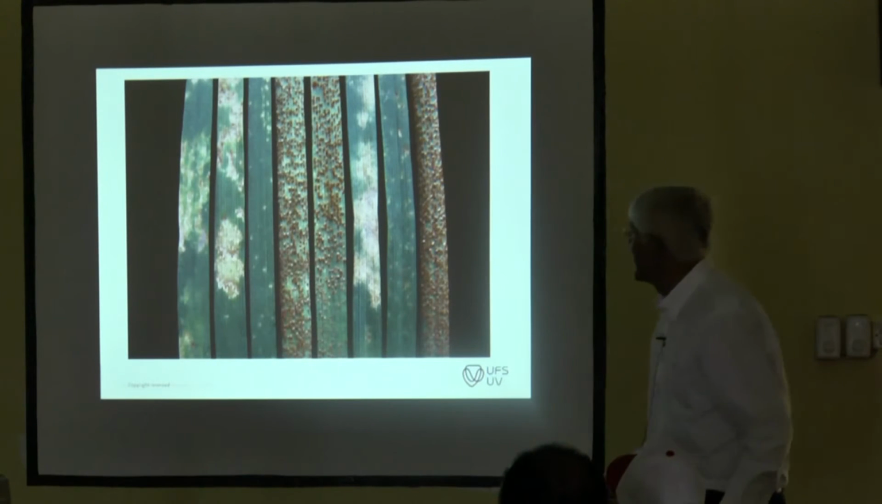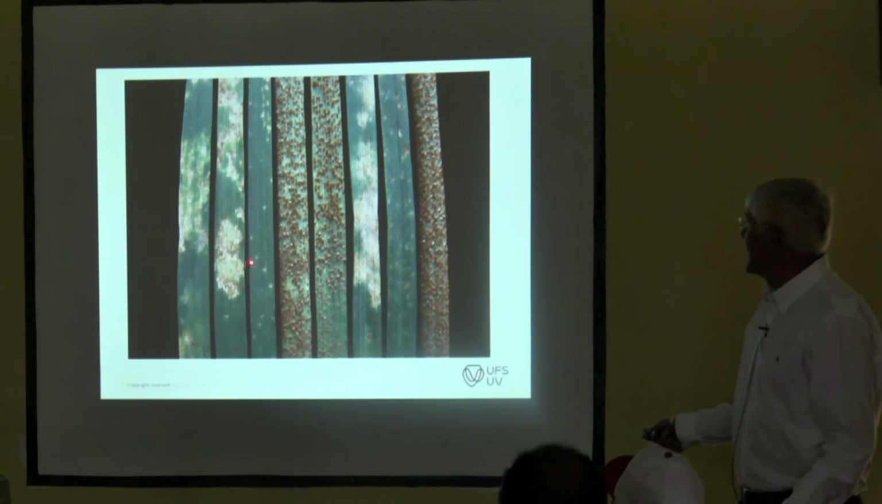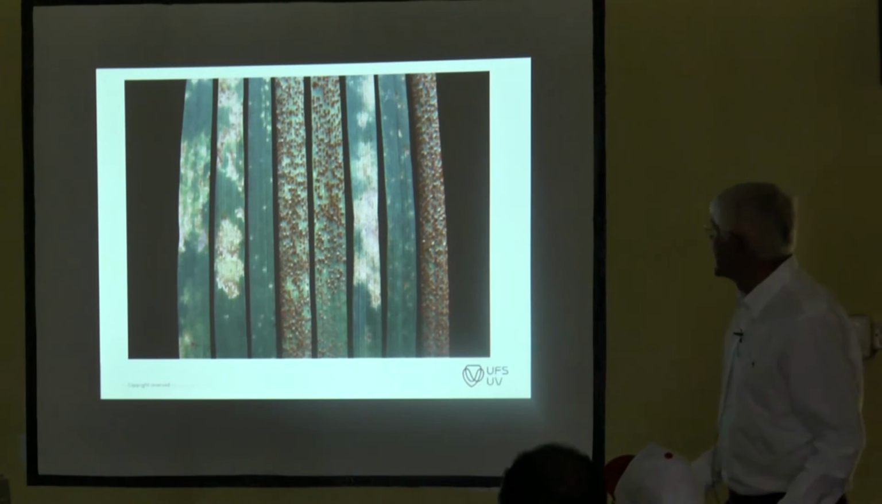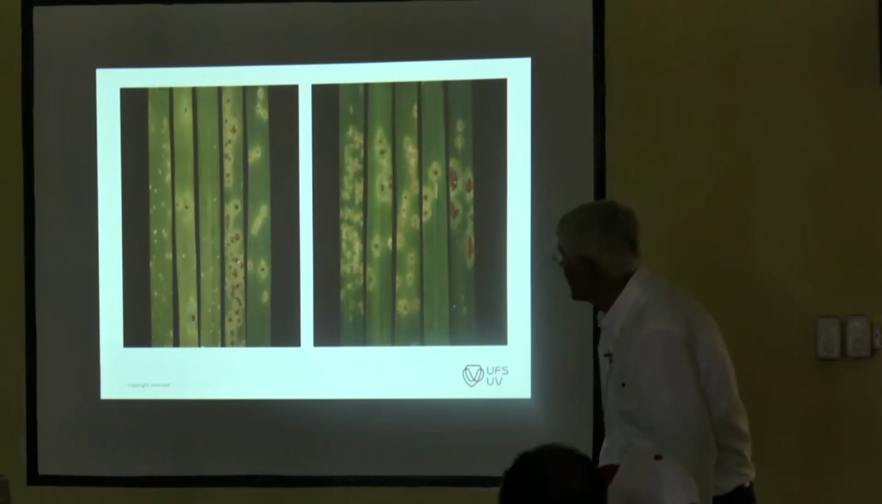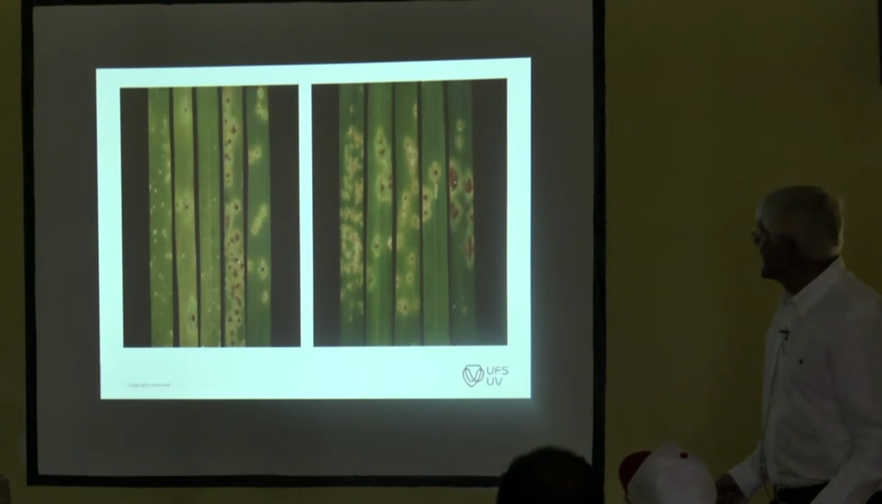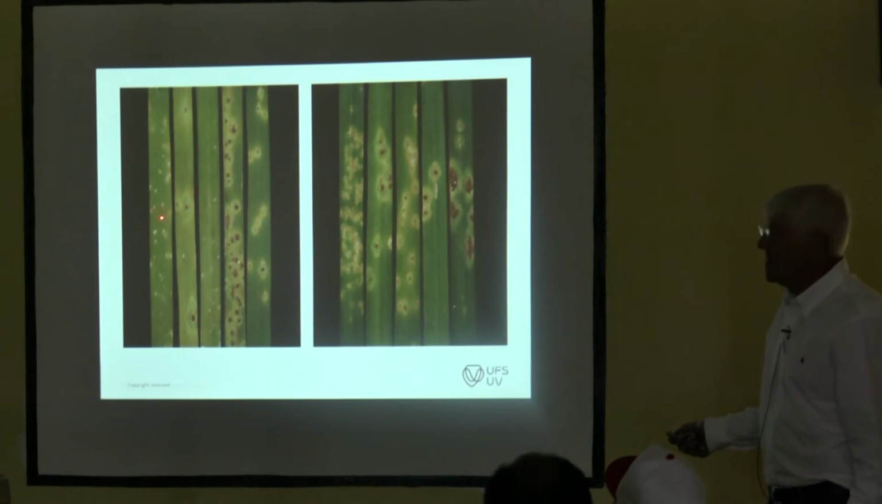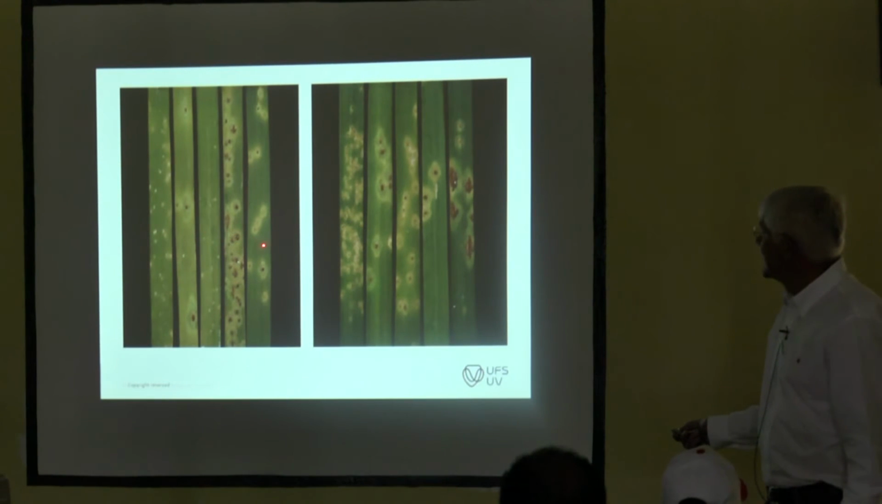One more, I think it's the same system. Those three are low, high, high, and those two low as well. Just to give you an idea in the stripe rust system how these infection types look. This is stem rust. High or low? All of them are low except this one.